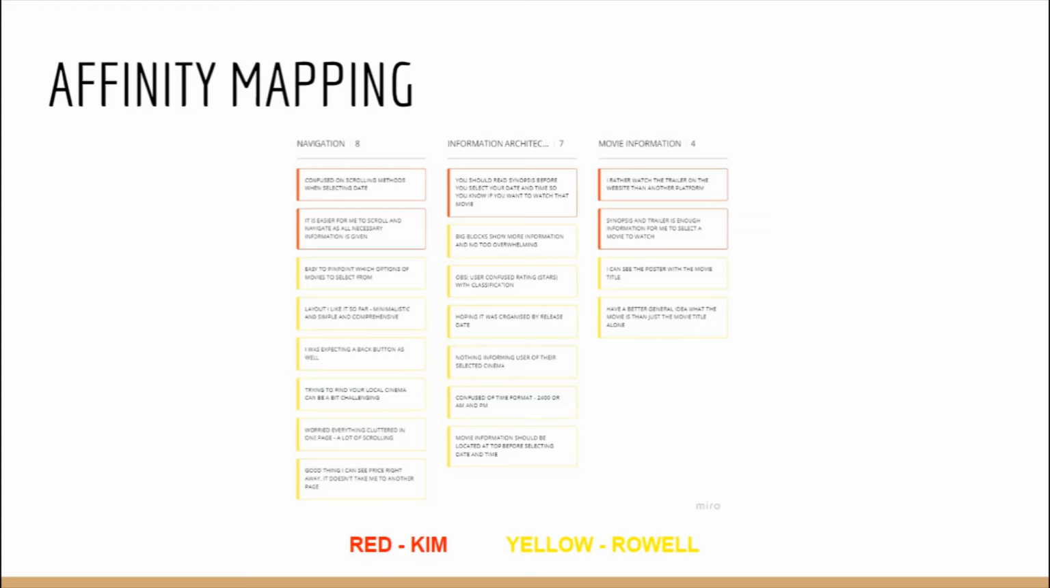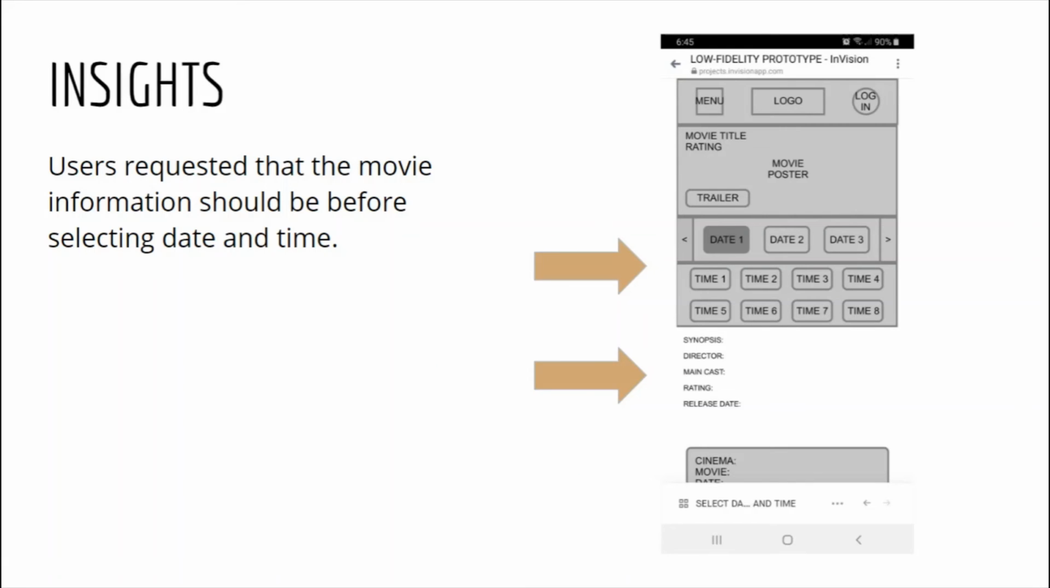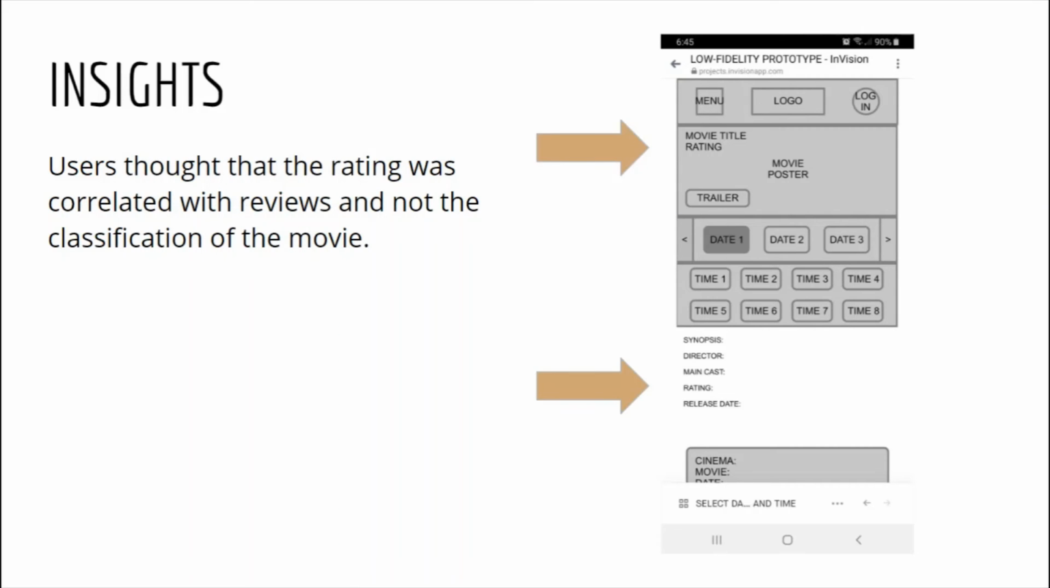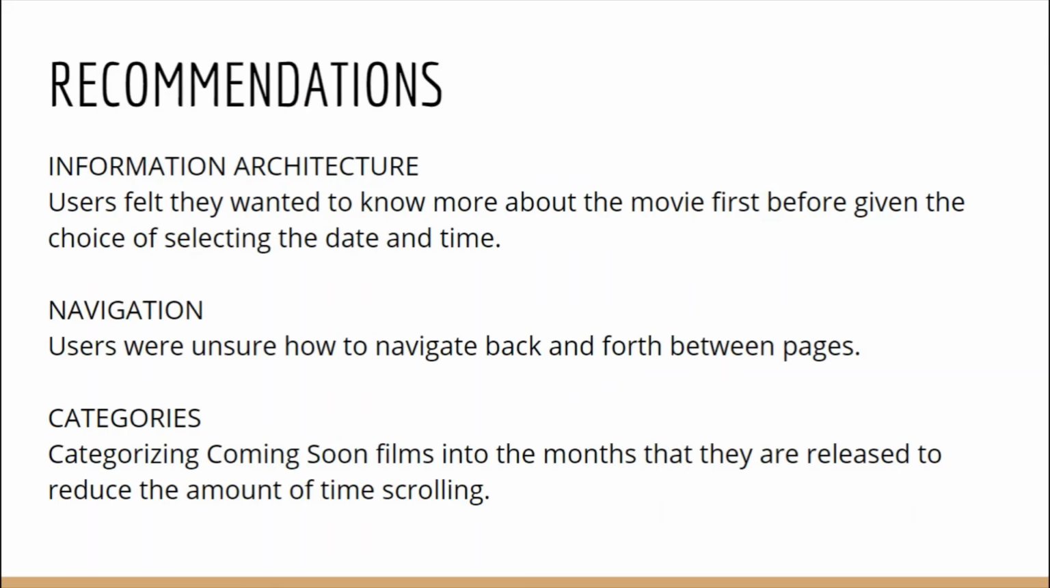Here's the affinity map I created with the notes I've taken from the user interviews. The insights gathered were: number one, users requested that the movie information should be before selecting date and time. Number two, users were unclear on the navigation options, such as clicking on the logo to go back. Number three, users thought that the rating was correlated with reviews and not the classification of the movie, so they thought of rating in terms of 3 out of 5 stars, not for mature audiences.